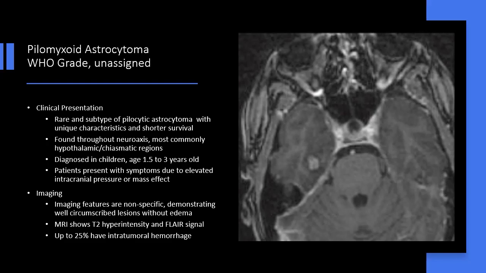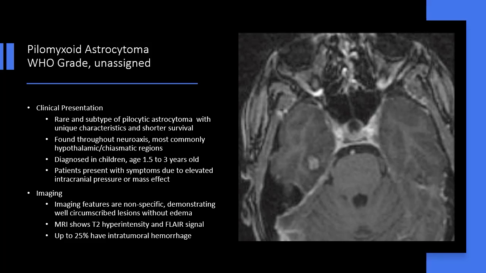Pilomyxoid astrocytomas are a rare and aggressive variant of pilocytic astrocytomas with unique clinical and histopathological characteristics. Initially included within the pilocytic astrocytoma classification and considered a grade 2 lesion, they are now listed as a separate entity, however have not been assigned a formal grade, as their behavior and pathophysiology need to be better defined. Pilomyxoid astrocytomas can be found throughout the neuroaxis, however the majority are found in the hypothalamic chiasmatic region.